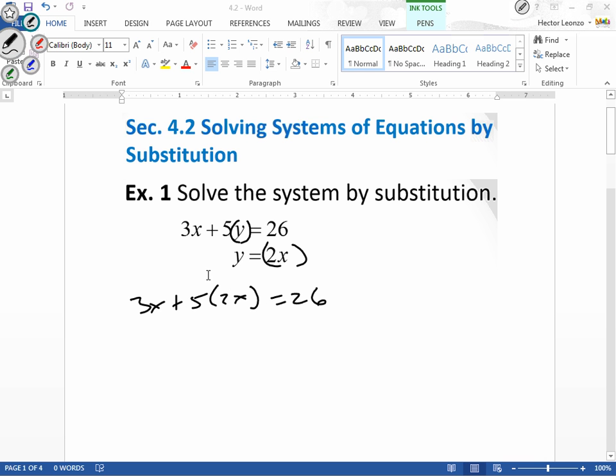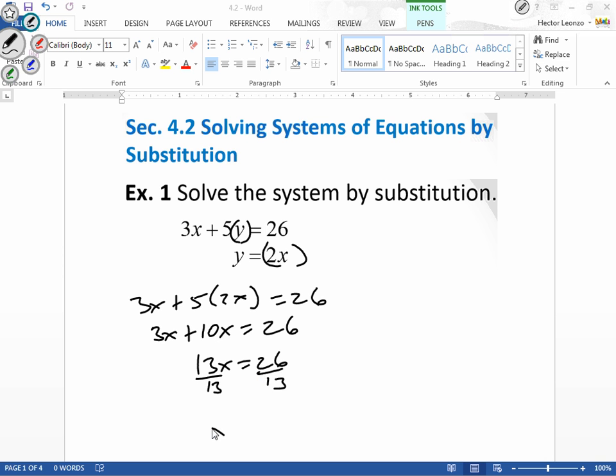All right, let me get rid of parentheses. So I have that 3x plus 10x equals 26. I can simplify the left, right? 3x plus 10x, that gives me 13x. So 13x equals 26. Let me divide both sides by 13. And I get that x is equal to 2. That gives me half of my solution, right? Because I need an x value and I need a y value.